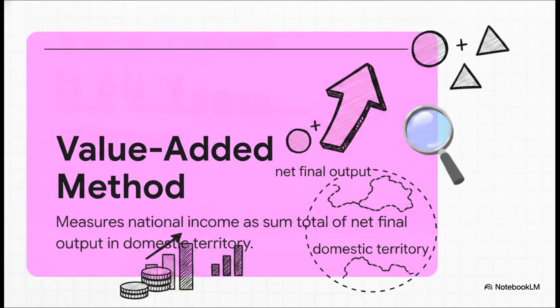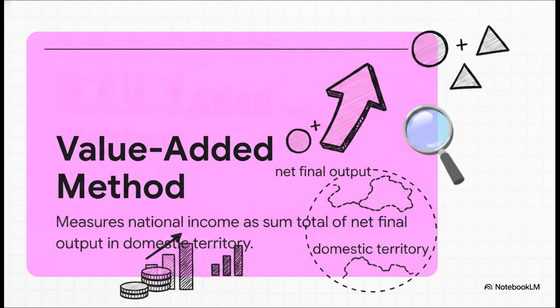You need to drill this exact, verbatim, textbook definition into your brains right now. The value-added method, which is also known as the net product method, measures national income as the sum total of net final output produced, or net value added, by all the producing units within the domestic territory during a year.